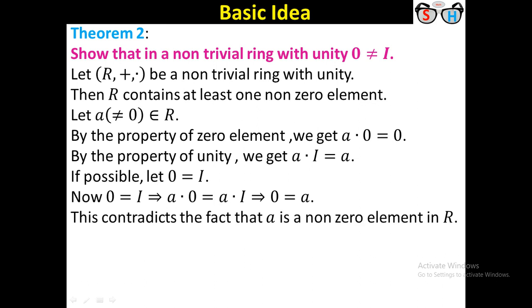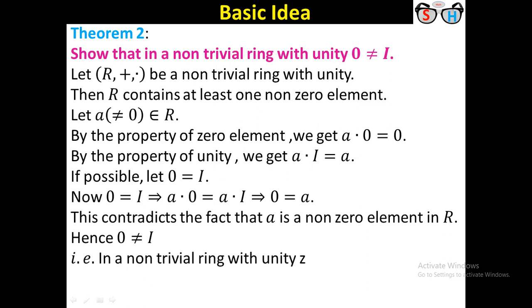This contradiction occurs because of our assumption that 0 equals I. So 0 must be unequal to I. Hence 0 is not equal to I. That is, in a non-trivial ring with unity, the zero element and unity are distinct elements. Okay.